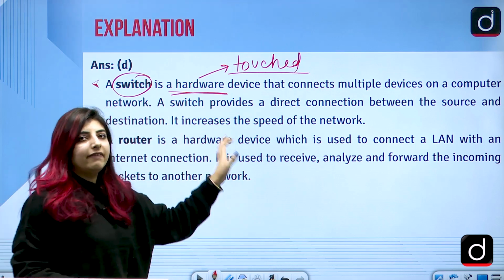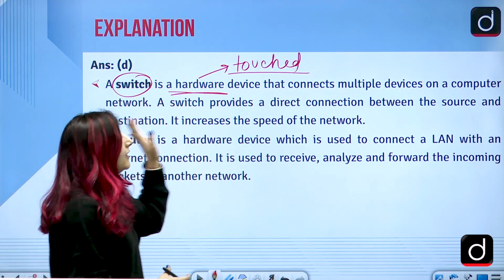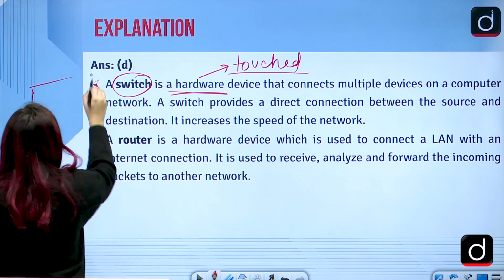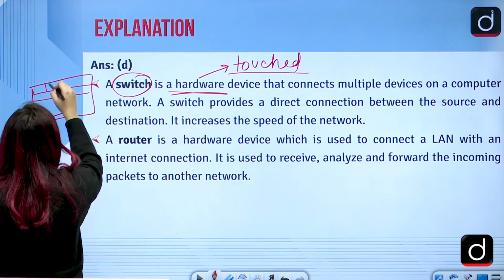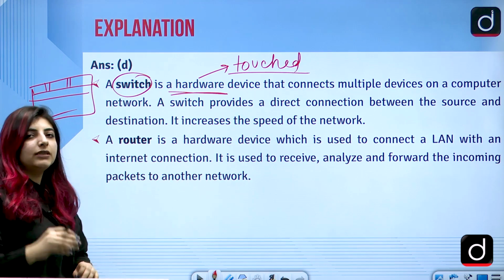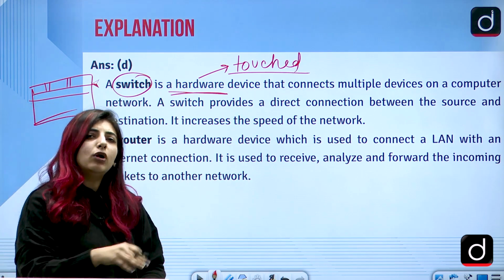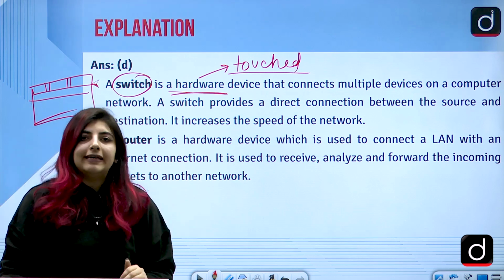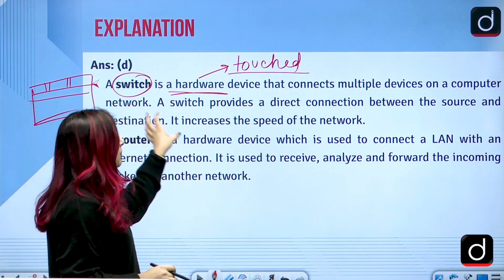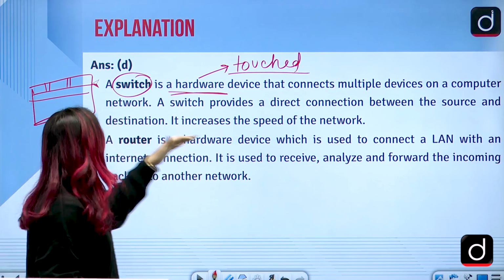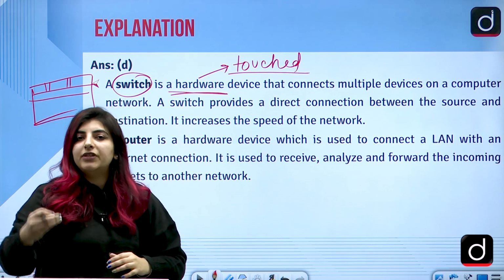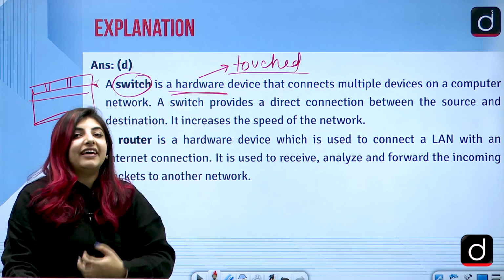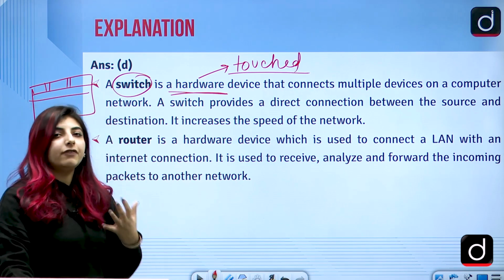A switch is a hardware device, which means that it can be touched, that connects multiple devices on a computer network, correct? So, there are multiple switches, and because of those switches, one can connect the computer systems, and the 4 things that we have talked about here are used for an internet connection, correct? A switch provides a direct connection between the source and the destination, which means that a computer which is connected to the internet and the thing which is providing the internet, the ISP, etc. A switch is used because of that only.